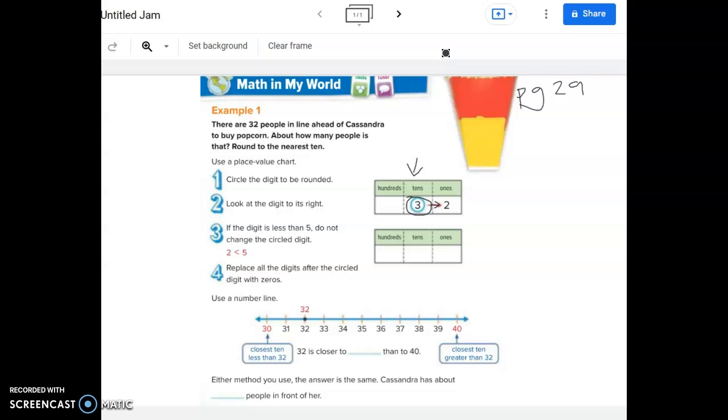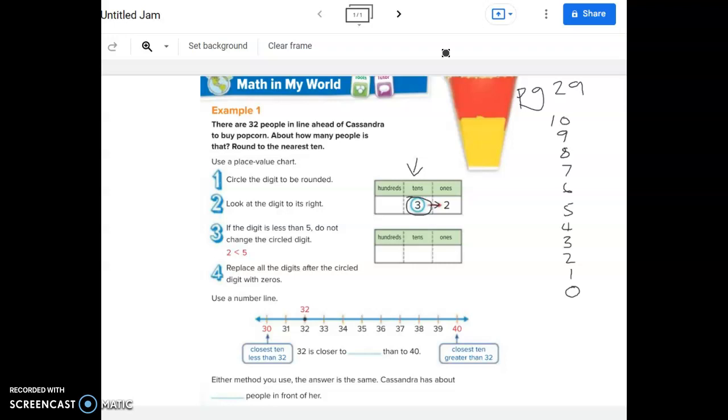Now, the next instruction tells us, if the digit is less than 5, do not change the circled digit. So if this digit is less than 5, we must not change the circled digit. Now, what I just want to do quickly is look with you at the number line, or the numbers between 0 and 10. So I have 0, then 1, 2, 3, 4, 5, 6, 7, 8, 9, and then 10.